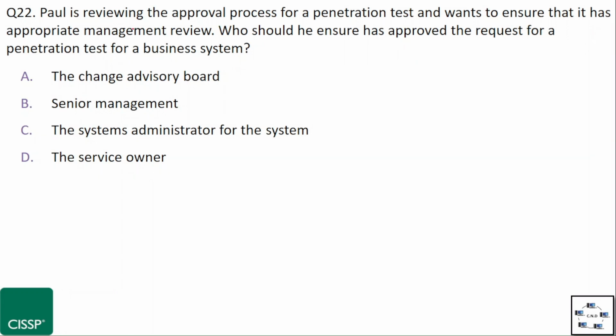Question number 22. Paul is reviewing the approval process for a penetration test and wants to ensure that it has appropriate management review. Who should he ensure has approved the request for a penetration test for a business system? And the options are option A, the change advisory board, option B, senior management, option C, the system administrator for the system, and option D, the service owner. And the correct option is that senior management should review or approve the penetration test activity.